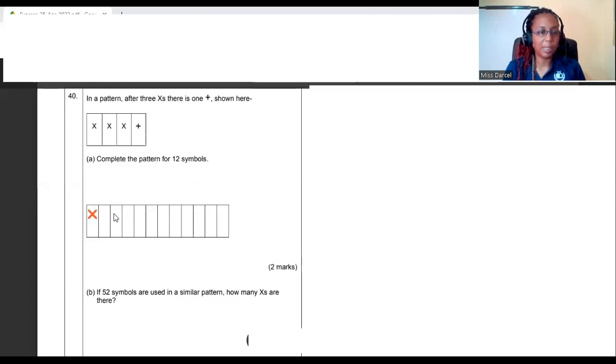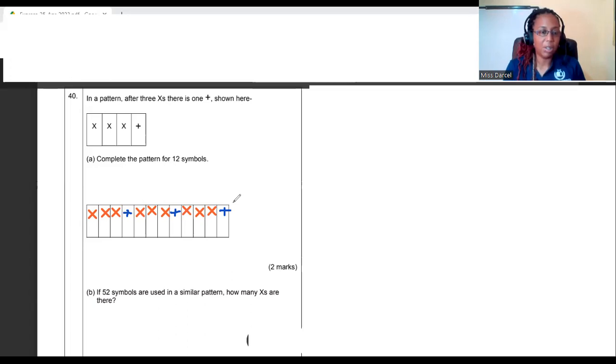X, X, X. I have to put in plus. This is a very easy question. X, X, X. Plus. X, X, X. Plus. Wow, why can't all questions be this easy? That was great. That's a really nice, easy question.